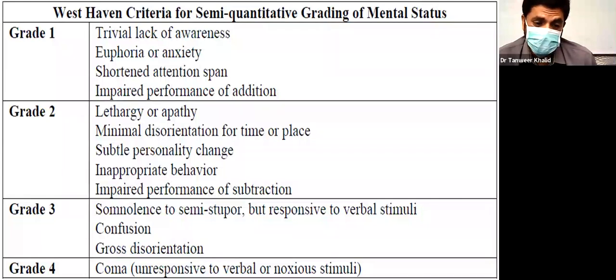And in grade 3, there is somnolence to semi-stupor, but responsive to verbal stimuli, and confusion. And in grade 4, there is coma that is unresponsive to verbal or noxious stimuli. So basically, grade 1 is the lower grade, and grade 4 is the higher grade. The patient can present in any grade. It can progress from grade 1 to grade 4. And if we treat a patient of grade 4, we can revert back to normal.